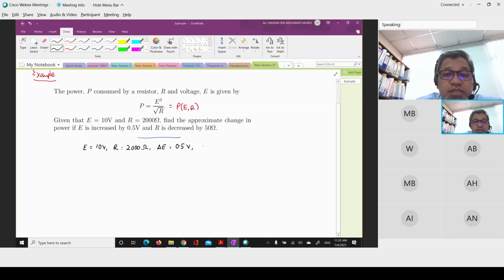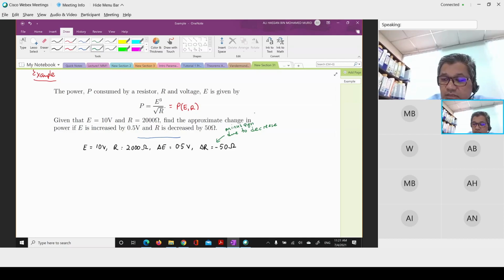And R is decreased by 50 ohms. So assume that is delta R. Because it is decreased, you must use a negative sign. If it is increased, we use a plus sign. If it is decreased, we use a minus sign. We use a minus sign due to decrease.